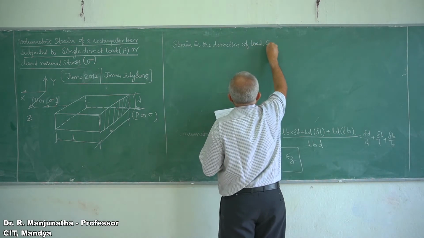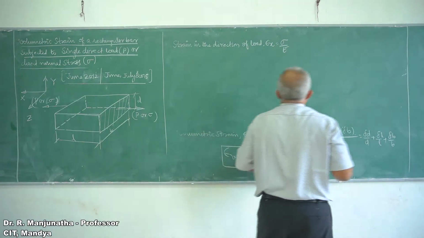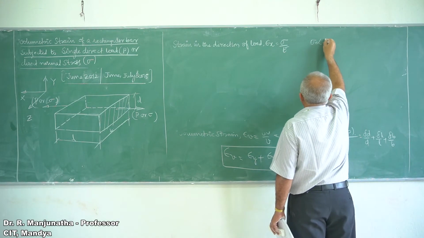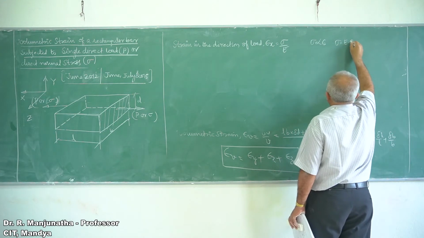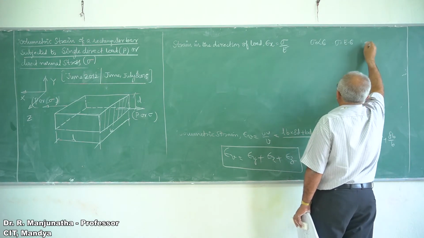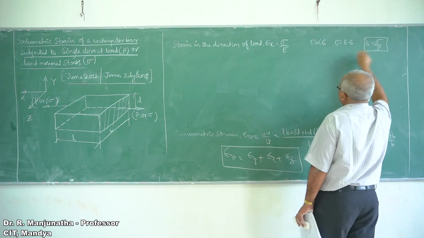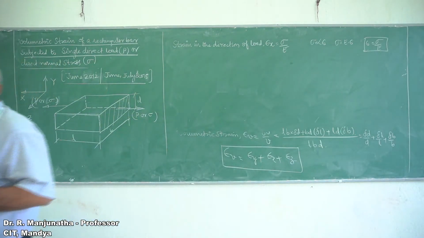Load, that is epsilon x will be equal to sigma by E. This is basically because, according to Hooke's law, stress sigma is proportional to epsilon, therefore sigma is equal to E into epsilon. But what we want is epsilon, therefore that will be equal to sigma by E. So that is the expression which we are going to use here.